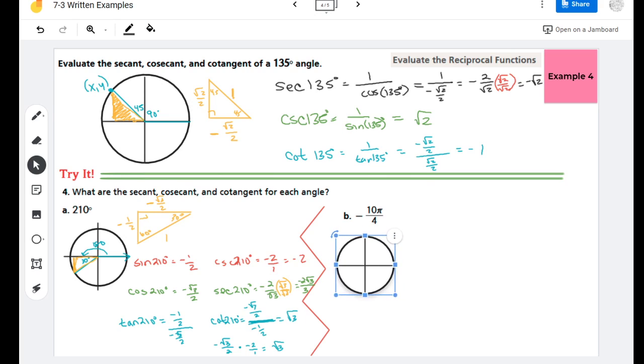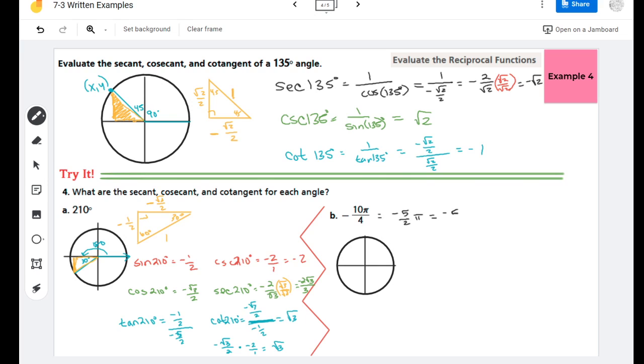So I'm just trying to center this circle a little better. There we go. Alrighty, so the first thing that he did, which I thought was really great, was he recognized that 10 and 4 can be reduced. And so I'm actually going to do that just because I think it comes out a little cleaner. So this is the same thing as negative 5/2 pi.